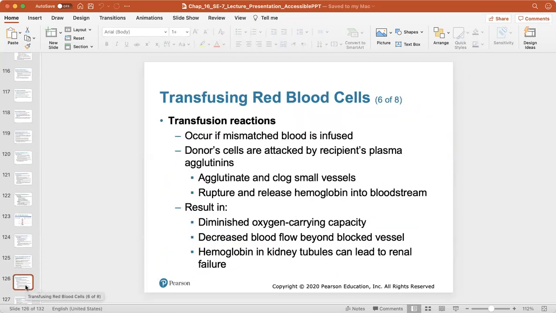A transfusion reaction occurs if mismatched blood is infused. The donor cells will attack or be attacked by the recipient's plasma agglutinins. They will cause an agglutination or a clumping, which can clog small vessels and also rupture and release hemoglobin into the bloodstream. This will result in diminished oxygen carrying capacity, decreased blood flow beyond the blocked vessel, and hemoglobin in your kidney tubules can lead to renal failure.